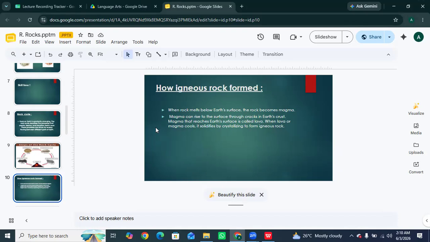So basically, the melted rock underground is called magma. When it leaks through cracks to the surface, it is called lava. And when this hot liquid cools down and hardens, it crystallizes into igneous rock. So igneous rocks are made when super hot melted lava cools down and freezes solid.